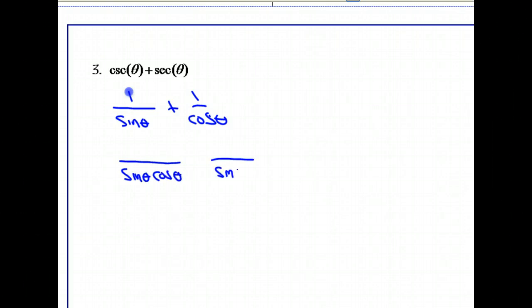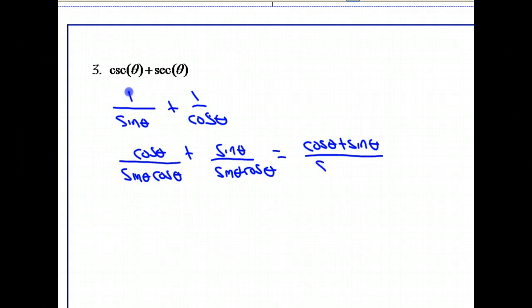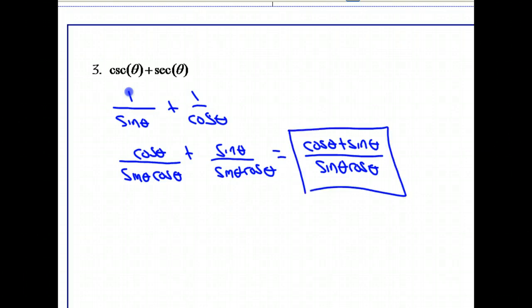Here, sine, cosine. So the first fraction I have to multiply by cosine. The second fraction I have to multiply by sine. And I get a common denominator, and I get cosine plus sine over sine cosine. And you might argue, wait, that looks more complicated than what we started with. And in one sense, you'd be right, but we want to get these down to sines and cosines because those are more familiar functions. So that would be a good answer, or maybe even here would be an okay answer. But we want to get it down to sines and cosines.